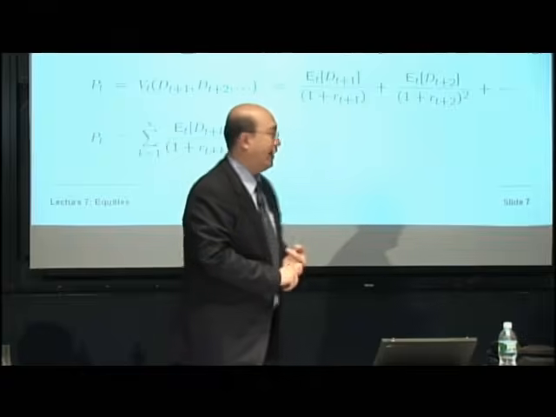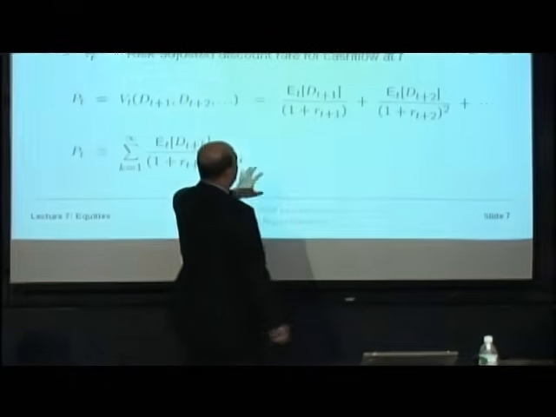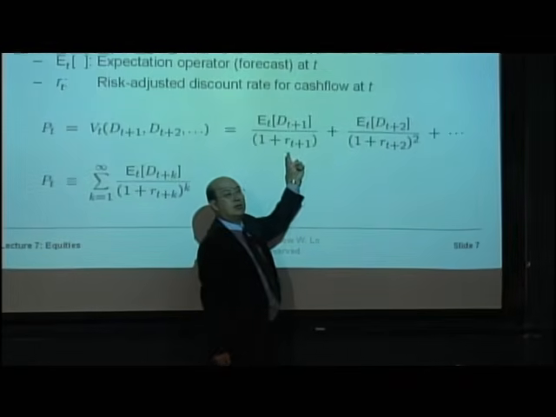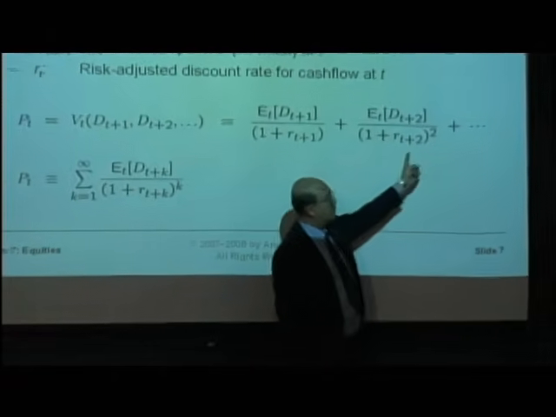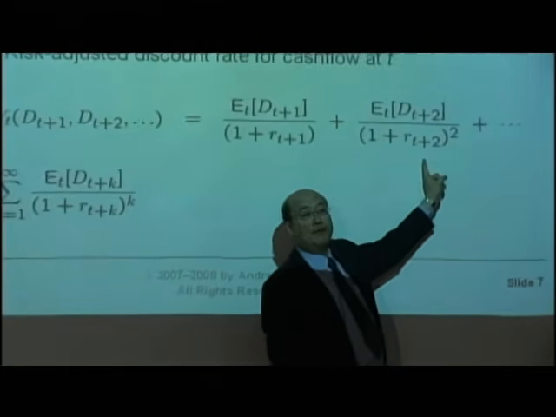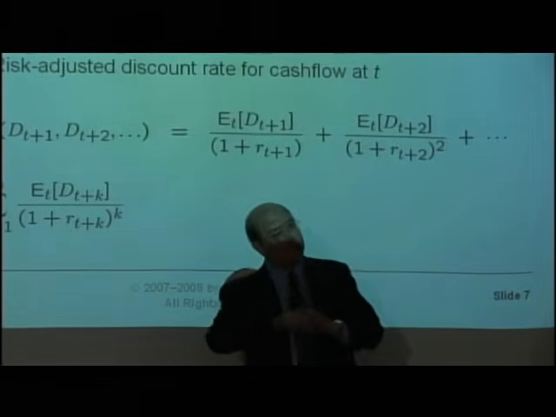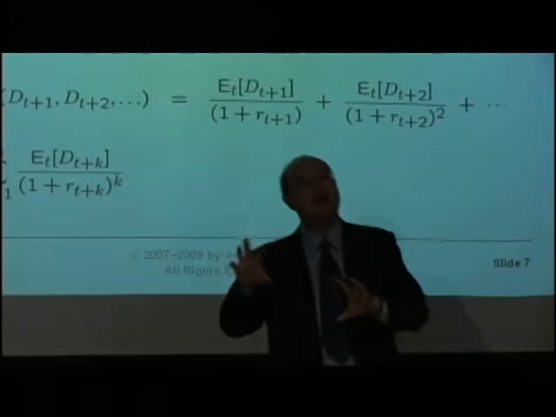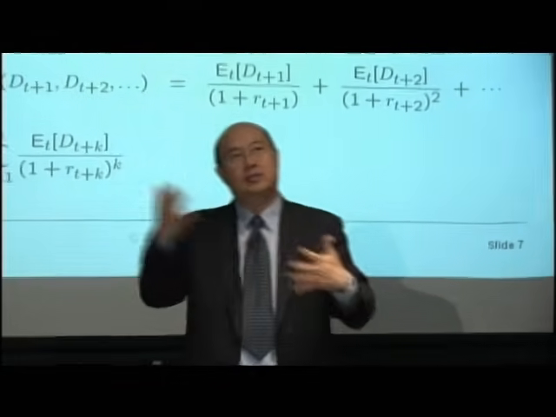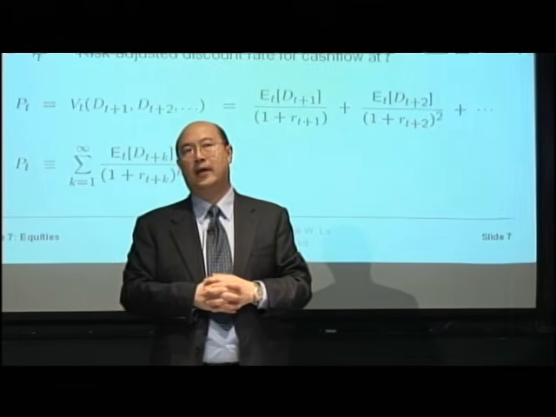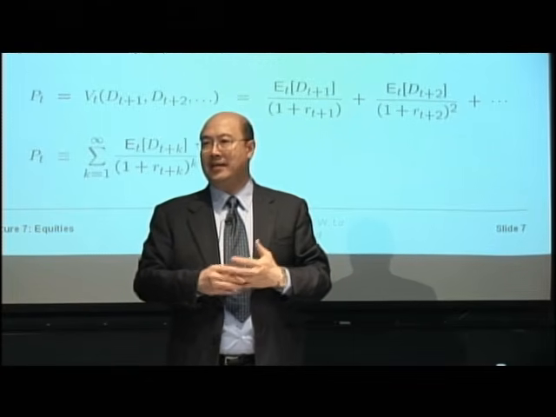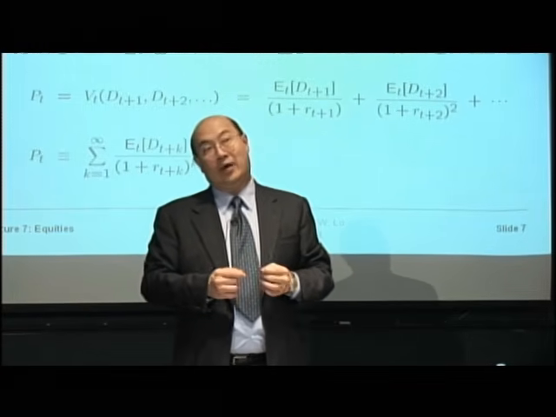So it could be that the risk-adjusted return for a one-year cash flow is this, but the risk-adjusted return for a two-year cash flow is different. Just like we have a yield curve for riskless bonds, we may have a yield curve for risky cash flows, okay?